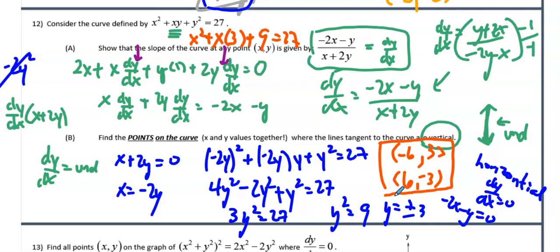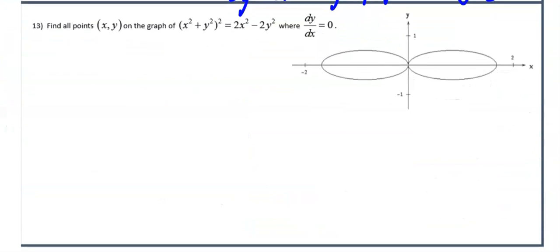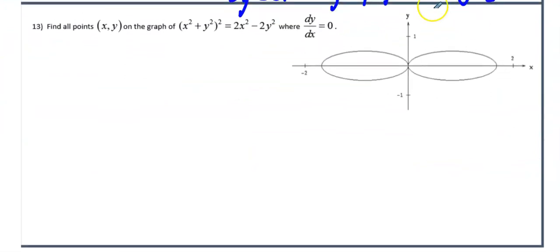All right, so those are the 2 points on this curve that are going to have a tangent line that is undefined or vertical. All right, last question of the lesson, our fun little crazy problem that we have here. When we get to polar graphs, then you guys will see this a little bit more. This is clearly in rectangular. But we can find the equation pretty easily using polars, but that's for another day.